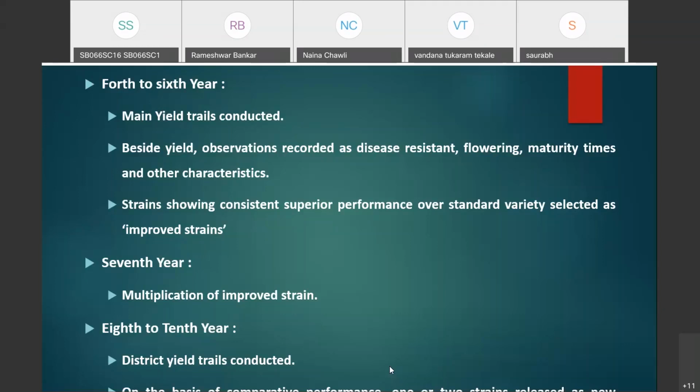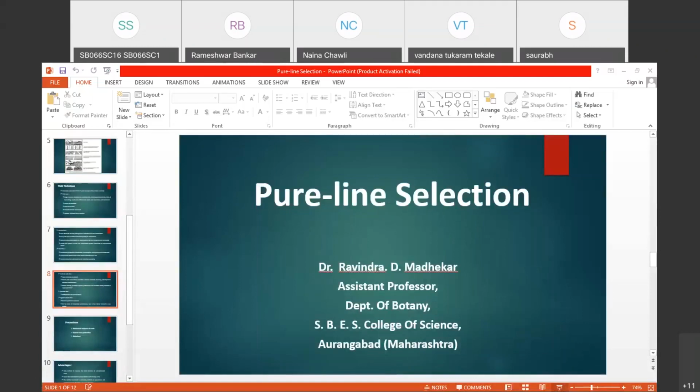ओके, दॅट मे बी आस्क्ड फॉर द एमसीक्यू. ठीक आहे, एमसीक्यू ला हा प्रश्न विचारू शकतात. हा लक्षात ठेवा. मास सिलेक्शन कशामध्ये यूज केलं जातं? क्रॉस पॉलिनेटेड क्रॉप्स मध्ये. प्युअर लाईन सिलेक्शन हे सेल्फ पॉलिनेटेड क्रॉप मध्ये, आणि क्लोनल सिलेक्शन हे व्हेजिटेटिव्हली प्रोपोगेटेड क्रॉप्स मध्ये यूज केलं जातं. ठीक आहे, आय थिंक दिस इज इनफ फॉर टुडे.